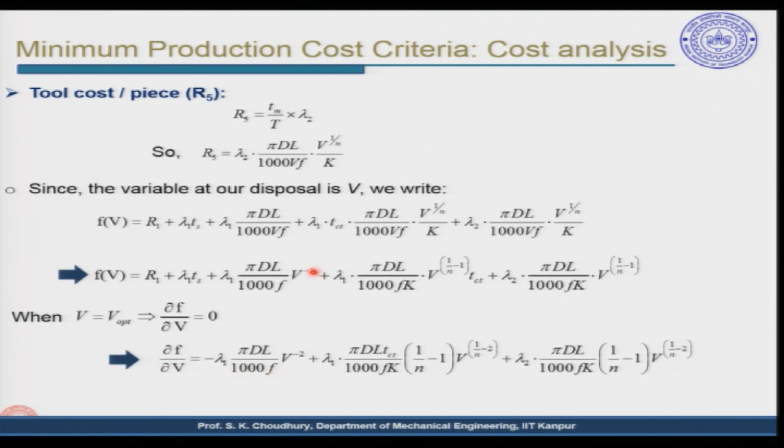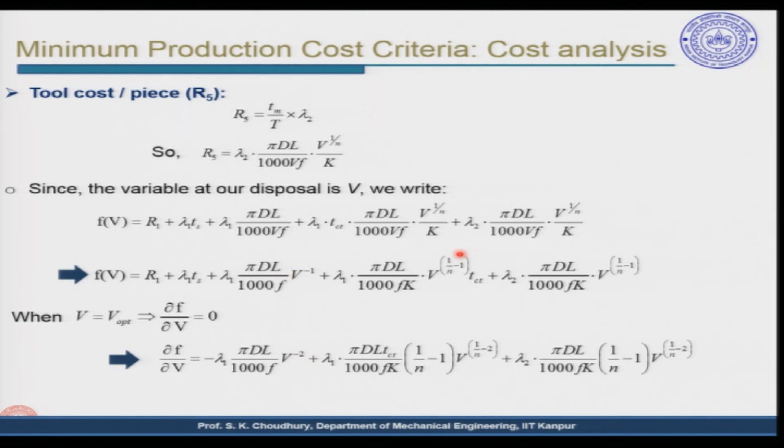V to the power minus 1 we have. So, these terms will not stay, because the derivative is with respect to cutting velocity, and R1 and R2 do not depend on the cutting velocity. So, they are going out. Now, this term will be minus lambda 1 pi d L by 1000 f; f is constant, because it is not dependent on the cutting velocity. So, cutting velocity is here. So, it will be V to the power minus 1, minus will be here, and V to the power minus 2. So, it is the derivative of this.